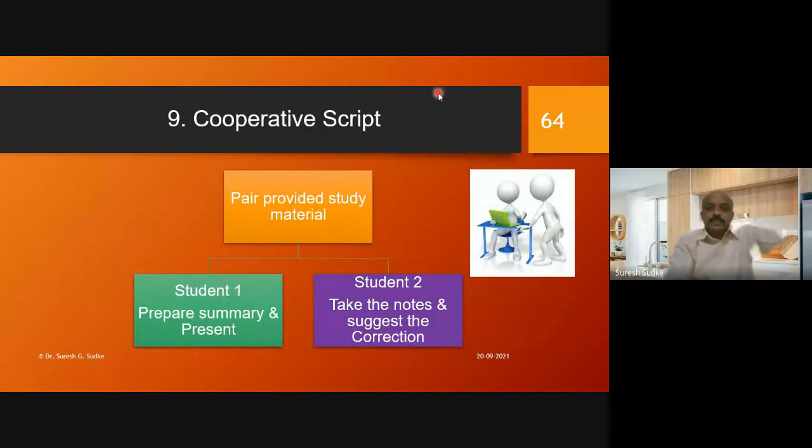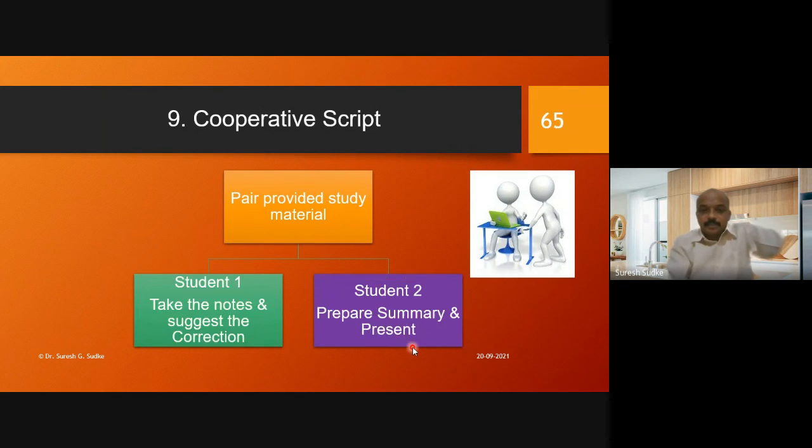In the cooperative script, the pair is provided with the study material, and student one will prepare the summary and present in front of the other. At that time, the second student will take notes and suggest corrections, if any. And at the same time, there will be the exchange of material.